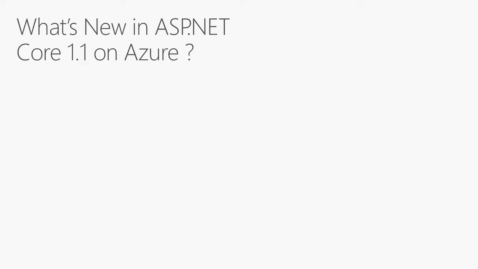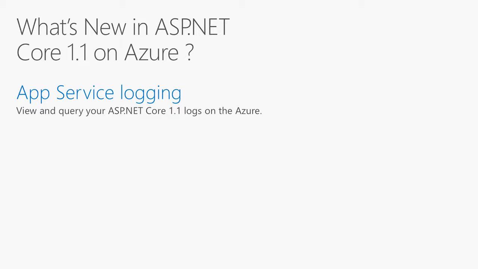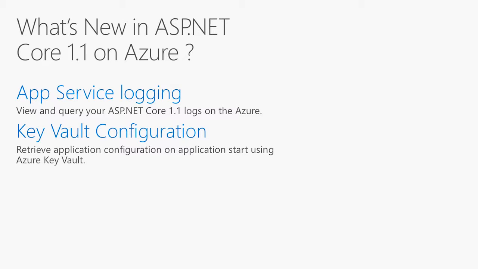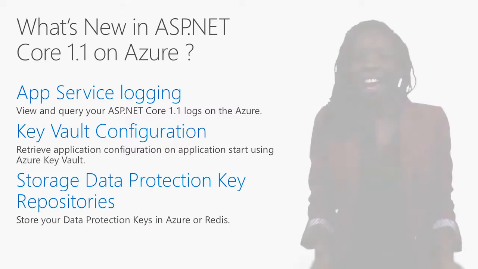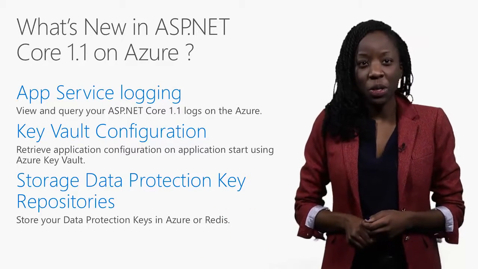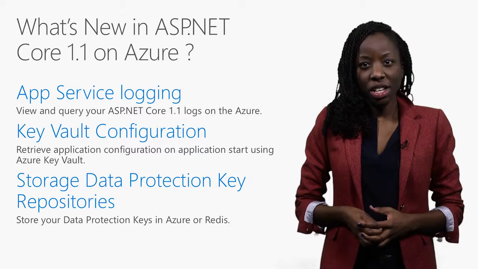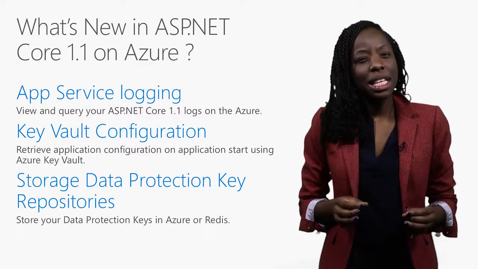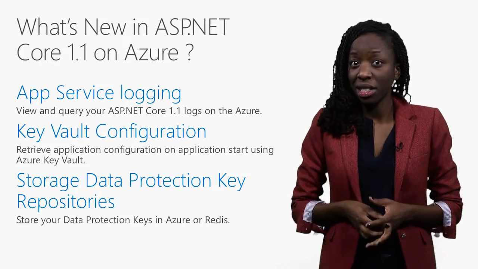In ASP.NET Core 1.1, we have a couple of new features that allow you to light up your application in Azure. App Service logging is one of them. ASP.NET Core now easily plugs into Azure Diagnostics with a simple NuGet package. Now you can apply the power of the cloud in your apps, diagnostics, and logging. Key Vault configuration was another feature we added. This feature allows you to retrieve configuration from Key Vault secrets on application start and hold it in memory. And finally, we have storage data protection key repositories. You can now store your data protection keys in Azure or Redis. This feature allows keys to be shared across several instances of a website.